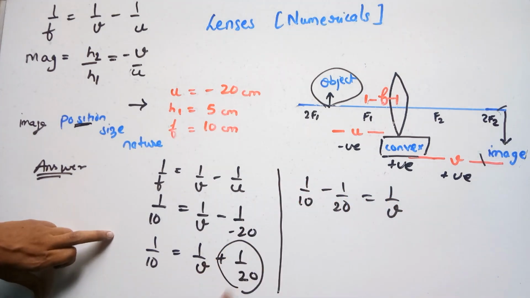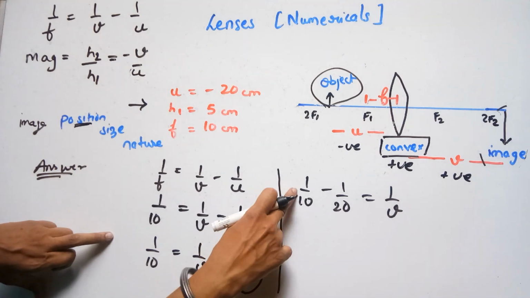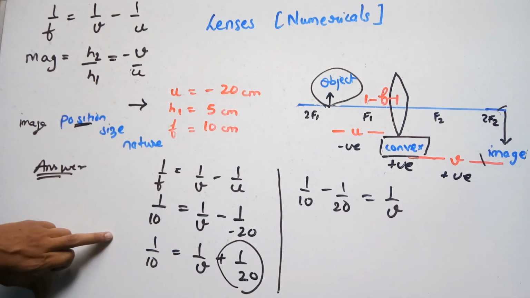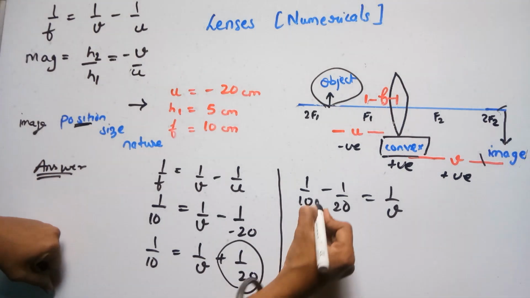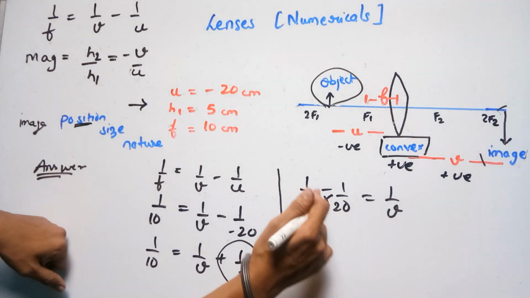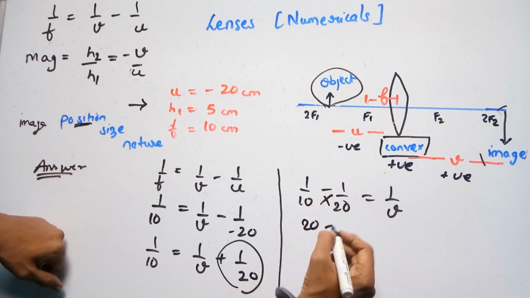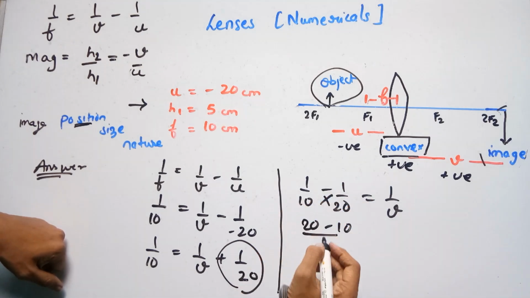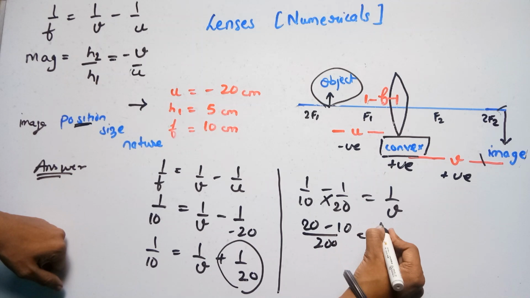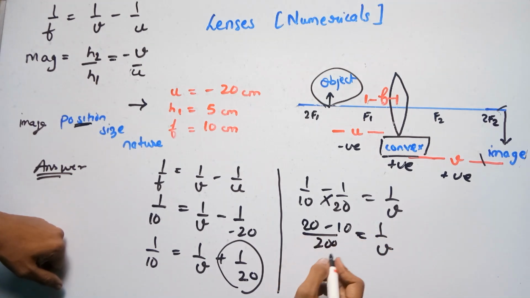So let's do the cross multiplication. If you want, you can simply multiply 2 to this side. This will become 2 upon 20, the base will become common. Or if you don't want to do that, another way is cross multiplication. So 20 ones are 20, 10 ones are 10, 20 tens are 200, 1 upon v. 20 minus 10 is 10 upon 200, 1 upon v, the zeros cut.